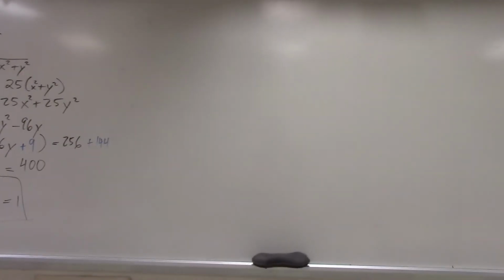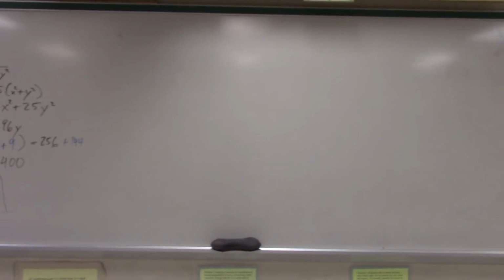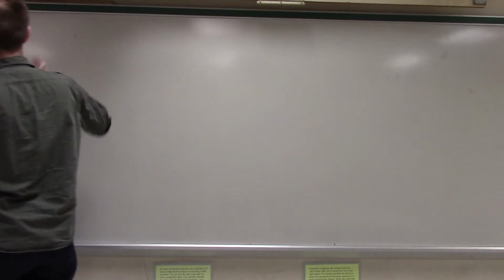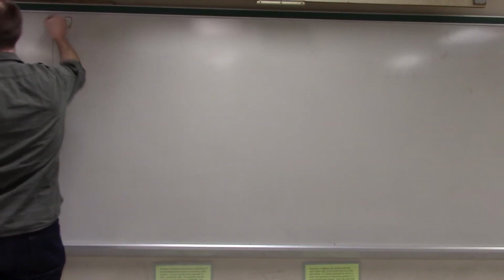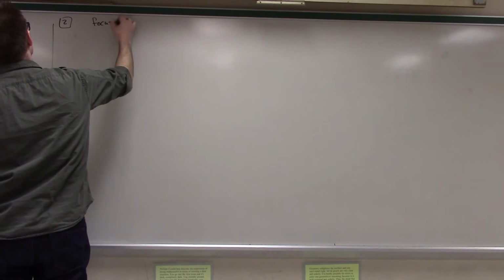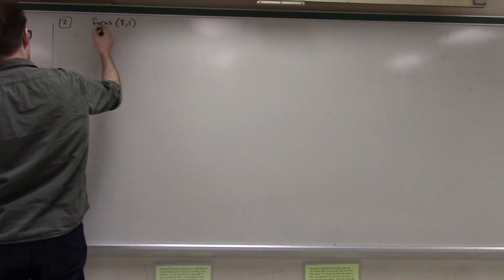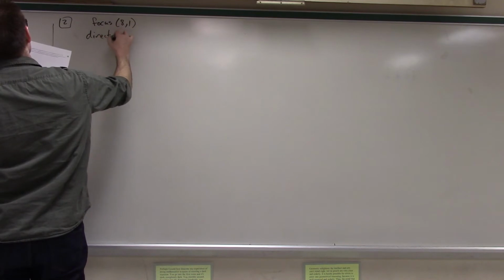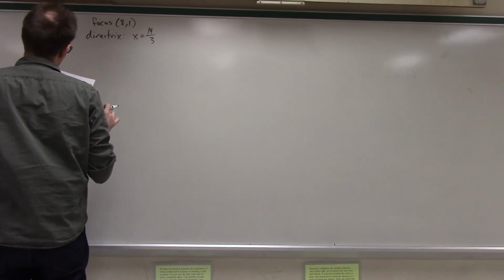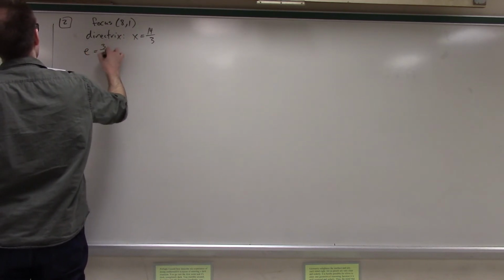While we're here, we might as well flip to the back and do the other one, which is essentially just the same thing, but the algebra is a little bit harder. And maybe you have to be a little bit more careful with stuff. So problem number 2 says, find the equation of the conic section with focus at (8, 1), corresponding directrix x equals 14/3, and eccentricity 3/2.